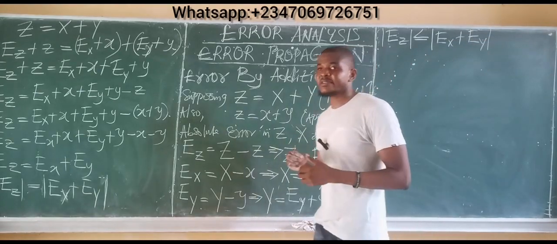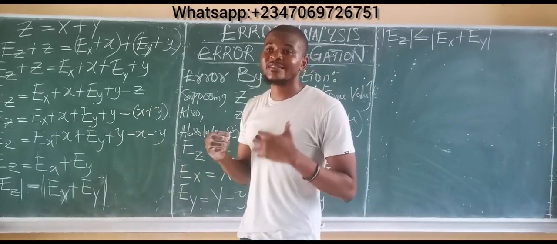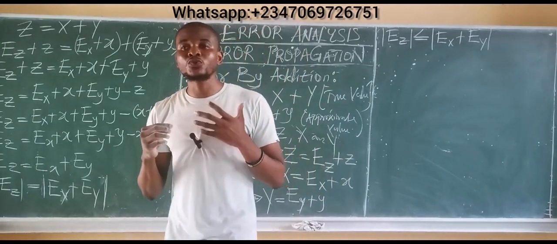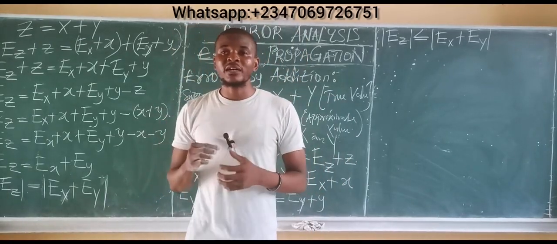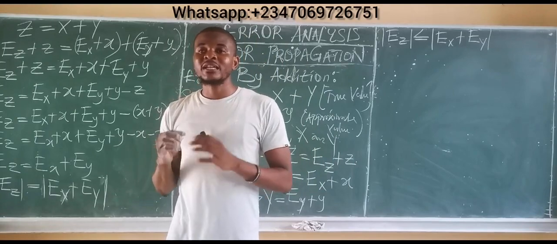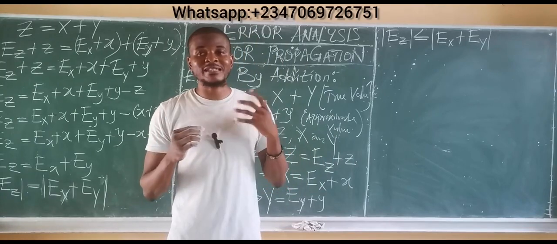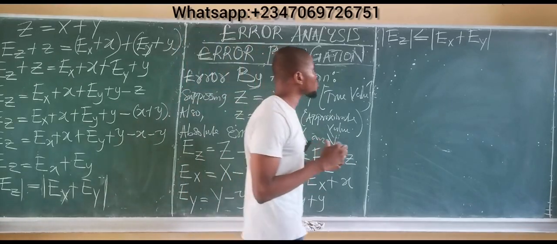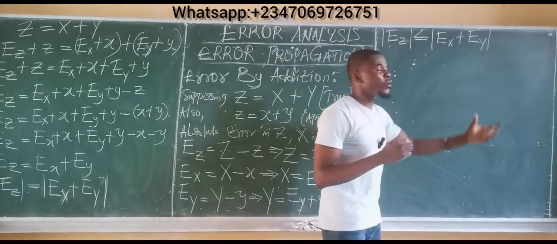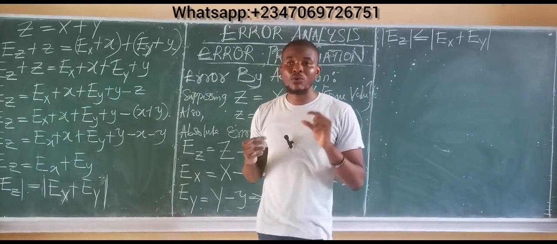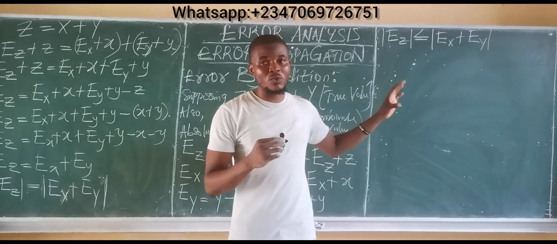Now this simply means that if you have a quantity that is adding and you're being told to find the absolute error of that quantity upon addition, the absolute error is simply the sum of the errors of the individual quantities adding together. So we are going to pick an example to explain what this means.